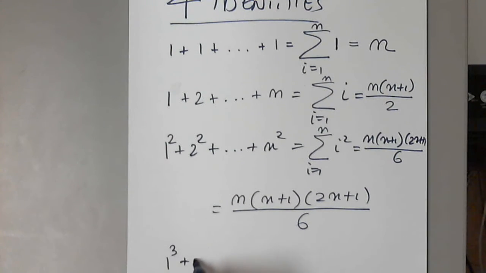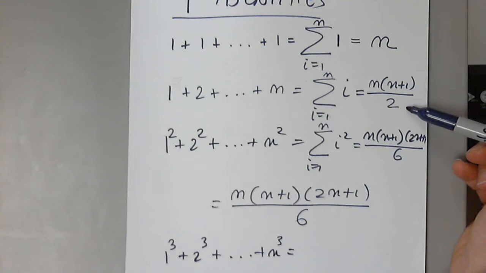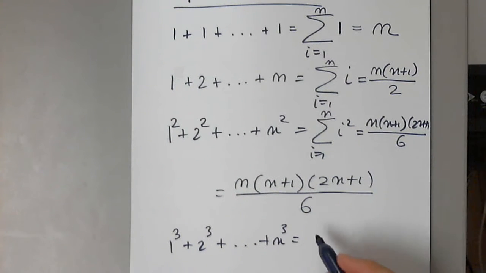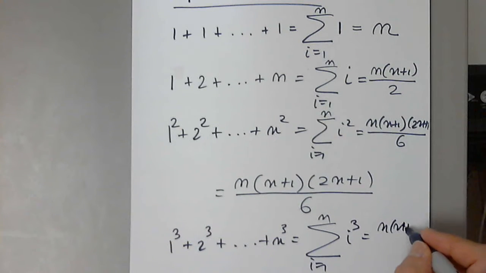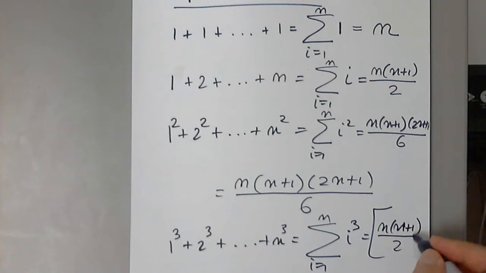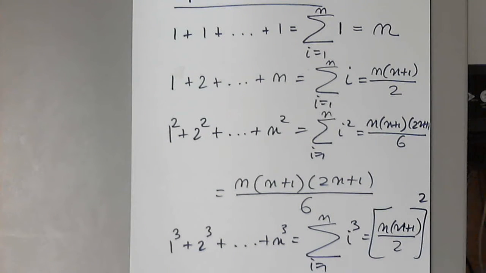However, the cubed one is not difficult because it's the same as this, but squared. So this is the sum from i equals 1 through n of i cubed, which is the same as n times n plus 1 over 2, and everything squared. So the second and the fourth are easy to remember. One does not have power 2, the other one does. The one in the middle for the squares is a little bit more complicated to remember if you want.